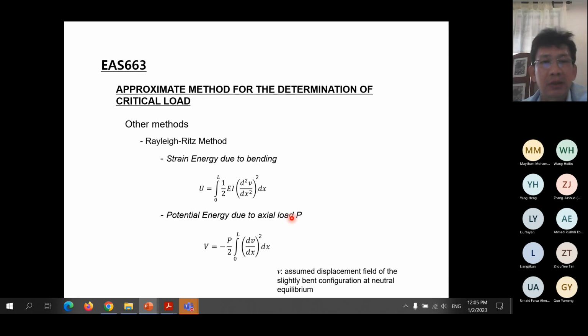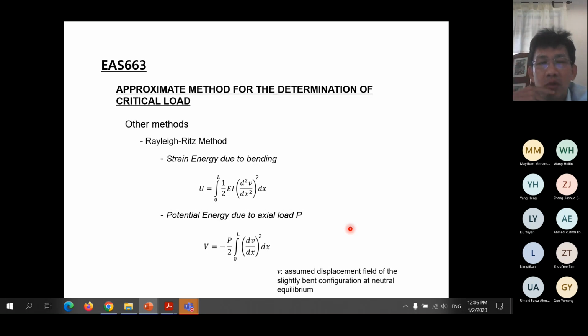The first thing is strain energy due to bending, which you are familiar with, is integration from 0 to L, half EI d2V dx2 squared. And we need to calculate also the potential energy due to axial load P. When we apply Rayleigh Ritz method, the load that is applied on the member is axial load. It's not the same as when we look at Rayleigh Ritz method in EAS661, where we have a load which is causing the member to bend.